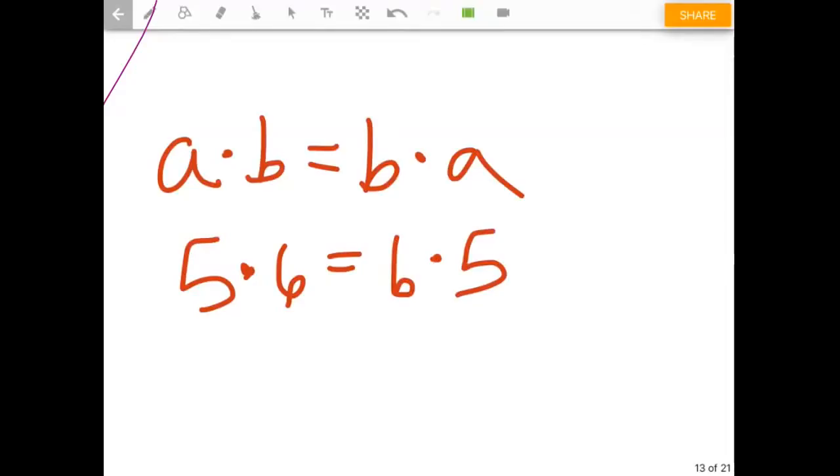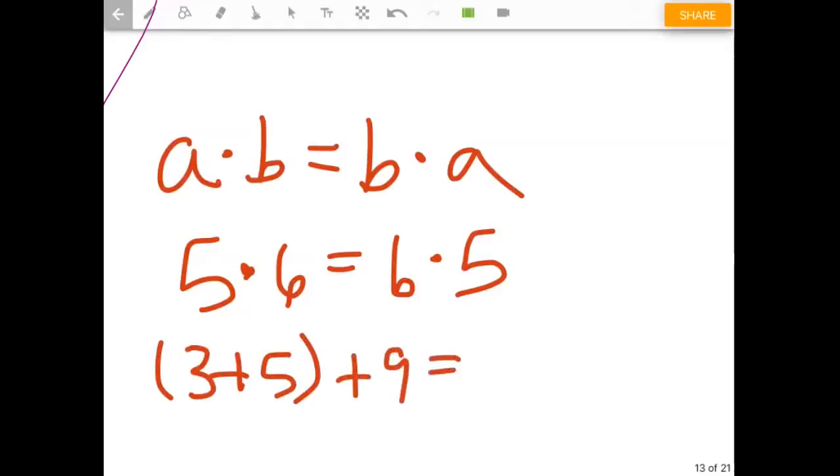So what if I have the problems where it's, in parentheses, 3 plus 5, and then there's a plus 9 equals 3 plus, in parentheses, 5 plus 9. Like that. So that's the associative property. So it's saying you can associate either way. You can group the 3 and the 5 or the 5 and the 9. Okay, I got you.